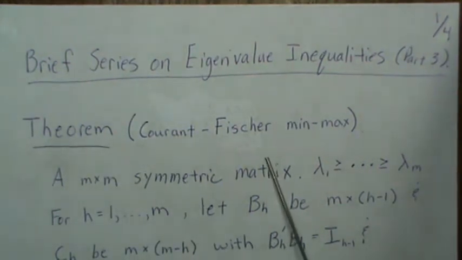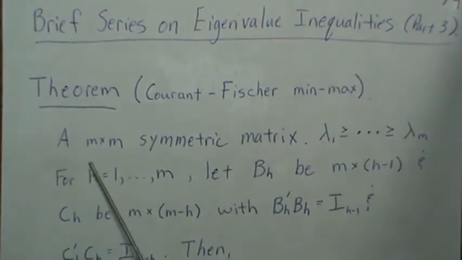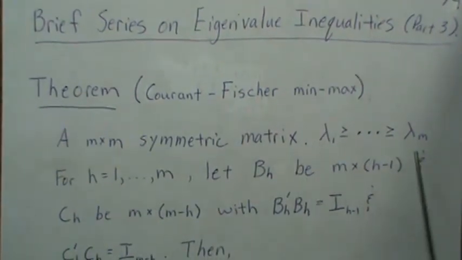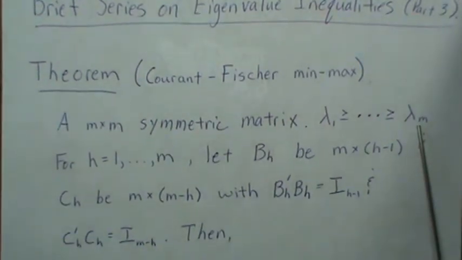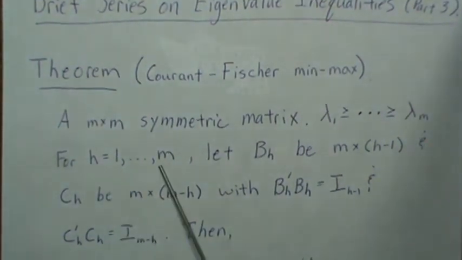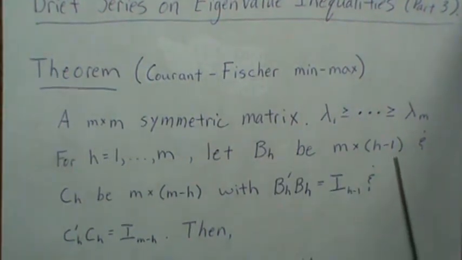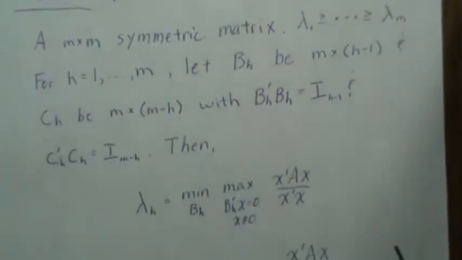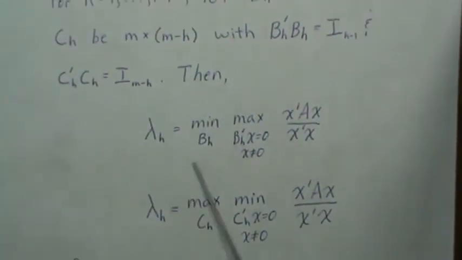The Courant Fischer min-max theorem. Here we have an m by m symmetric matrix with ordered eigenvalues. Then for any h from 1 through m, we're going to let B_h be an m by h minus 1 matrix, and C_h be an m by m minus h matrix, with the products both equaling the identity matrix with the right dimensions. If those hold, then these inequalities are true.